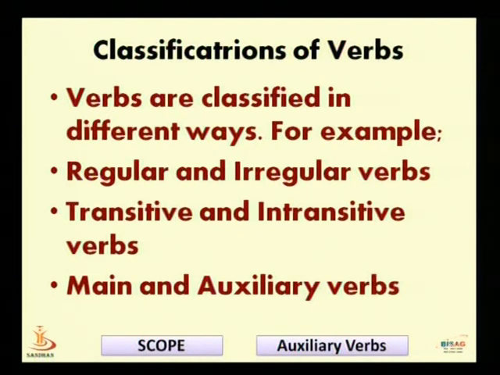The verbs which do not take objects with them are intransitive verbs. For example, I read the Gita. In this sentence, read is the verb which is directly associated with the object, that is the Gita. But if I say I go, you can see that even if I do not add anything, the meaning is very much clear. It doesn't require any specific object.